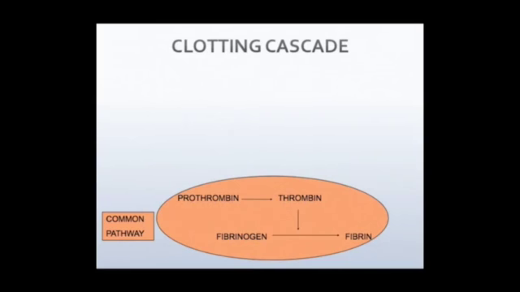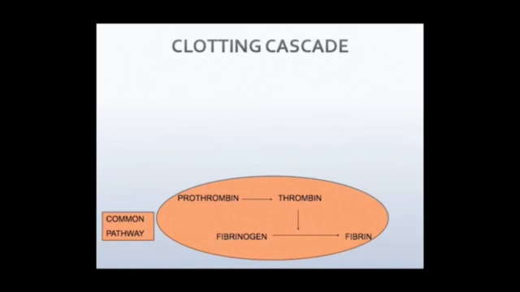Basically, factors 10 and 5 from either the intrinsic system or the extrinsic system cause, with the help of phospholipids and calcium, prothrombin, or factor 2, to be turned into thrombin, or factor 2A. And this primarily catalyzes the breakdown of fibrinogen.